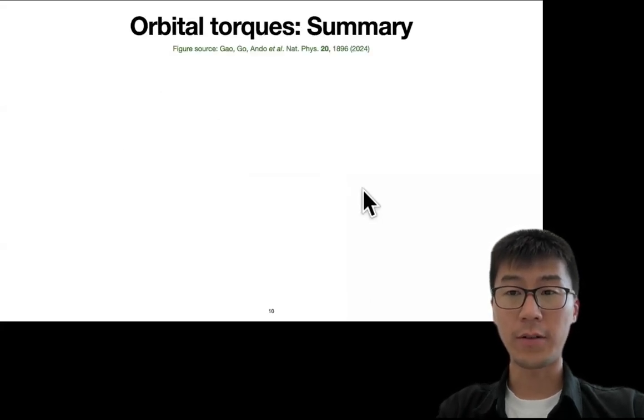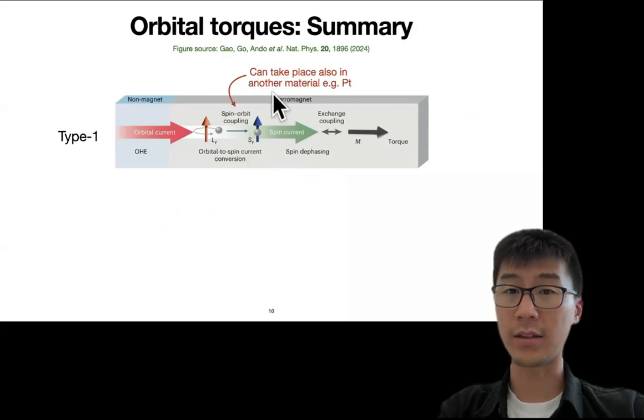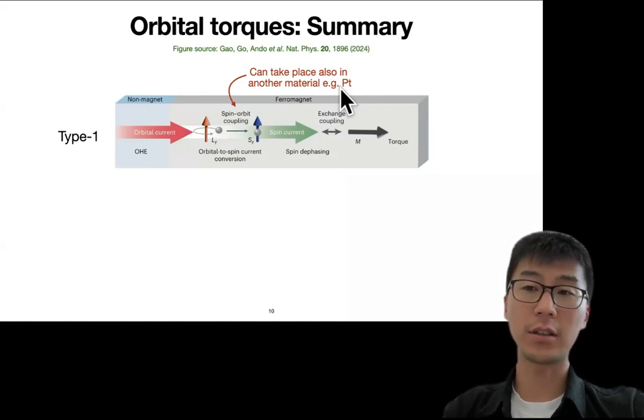So to summarize so far on the orbital torque, type 1 orbital torque is coming from orbital-to-spin current conversion. And this conversion can take place in a ferromagnet, but it can also take place in another material like platinum. So this is quite a nice way to physically separate two different microscopic processes for generating the spin: first generating the orbital efficiently, and then converting orbital to spin more efficiently.